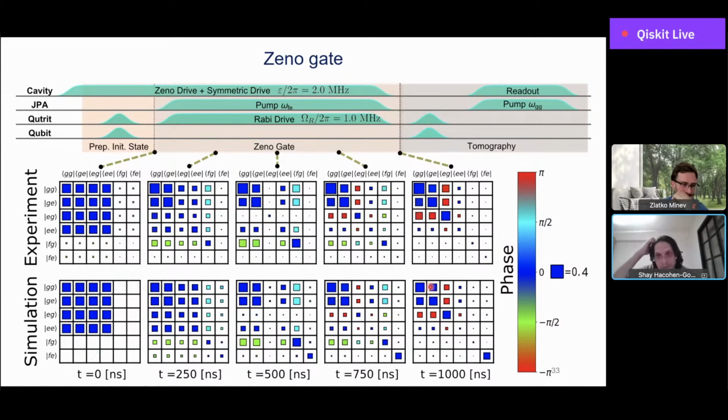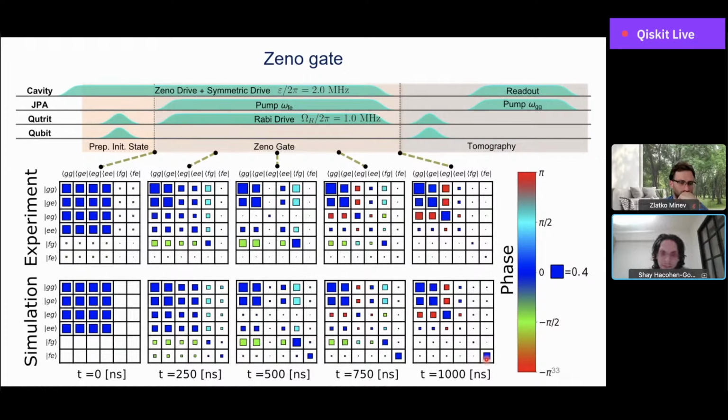The largest discrepancy that we can see here in this tomography, so these are quite nice results, and it shows the non-trivial entanglement and what we were looking for. So this is very good and very nice. We can see that there's a rather large discrepancy here between the experiment and the simulation with the FE state, the population of the FE state.